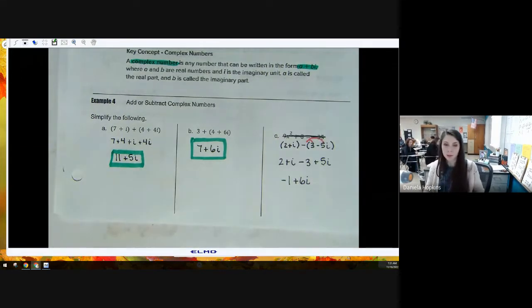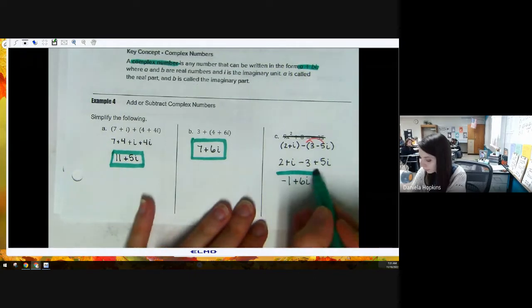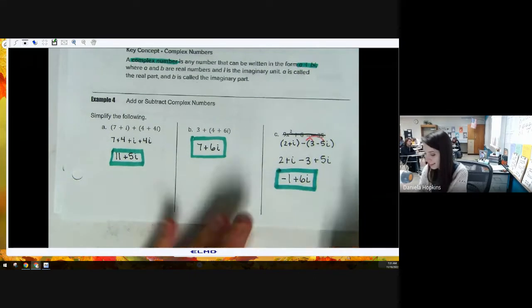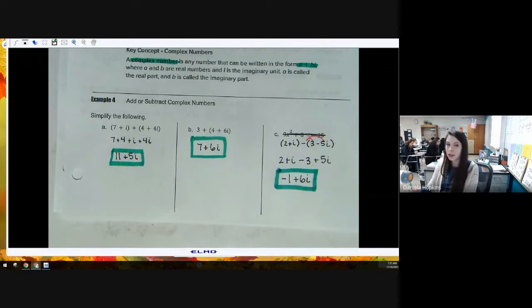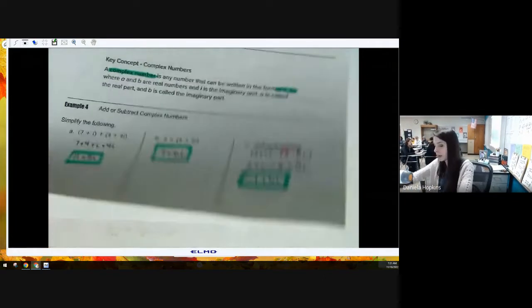All right, so adding and subtracting, what do we think? I thought you said it was going to be a tricky part. Tricky relative to what we're doing. All right, so addition and subtraction, you're not multiplying your i's, powers are not increasing, nothing like that.